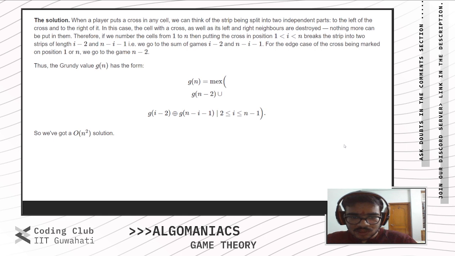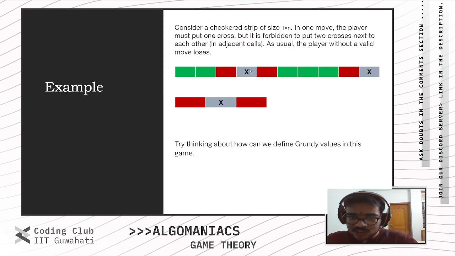Okay, so now we'll discuss the solution for the problem discussed. When a player puts a cross in any of the cells, we can think of the strip being split into two independent parts. Like in the previous case, if we just place a cross here, we can think of it as two strips, one this part and the other this part. Just forget about this cross. You can consider it as two different independent strips. So what we can do is, for this case, we can just take the union of these two cases. So from this complete strip, we are going to a state which breaks it into two cases of this and this.